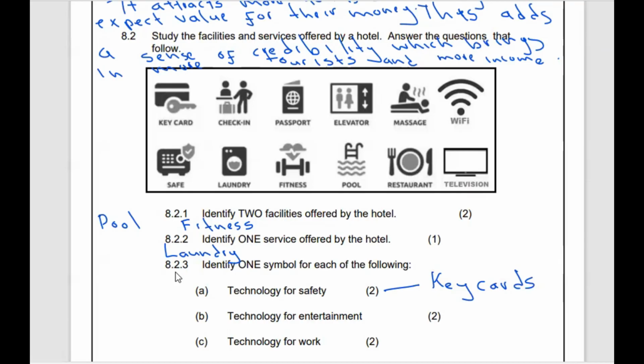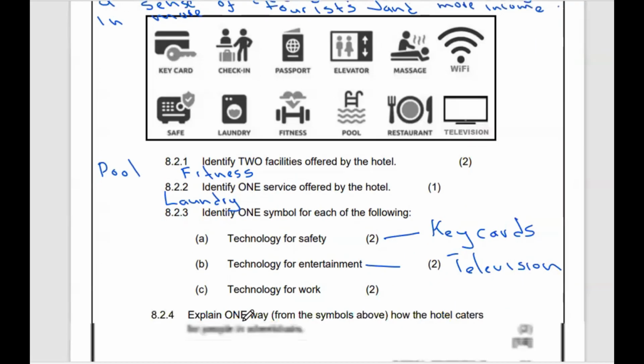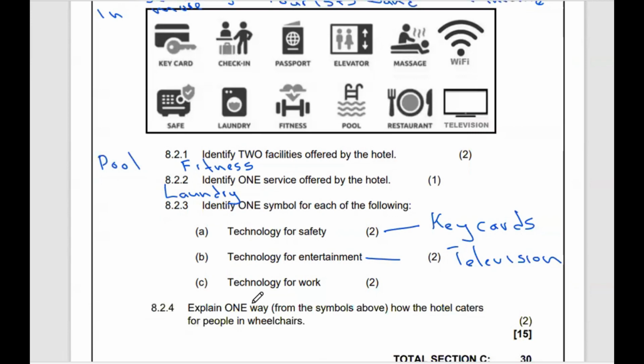Then we also have on B, technology for entertainment. The television can be considered to be technology for entertainment. So the television in this case would be the technology for entertainment. Then moving on to C, technology for work. So a guest might make use of the Wi-Fi to work remotely or to work online. So the technology for work in this scenario will be the Wi-Fi.